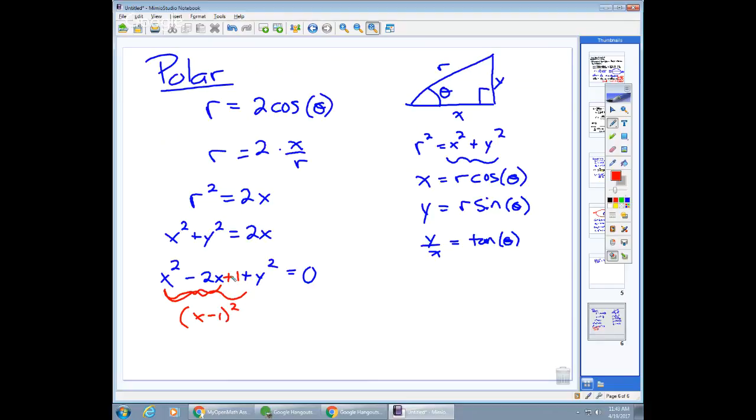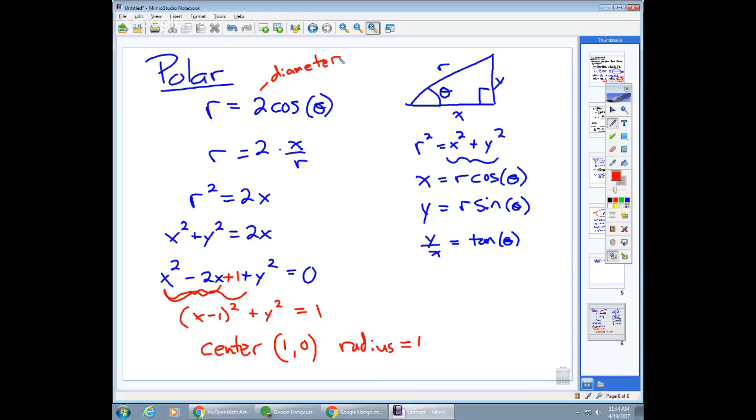Now I can't just add 1 on the left, I also have to add 1 on the right. So I'd have to put a 0 plus 1 on the other side. Now I can say, oh yeah, this is a circle. What's the center of this circle? 1, 0, yep. And what's the radius? Yeah, radius is 1. And I mentioned earlier that that 2 right there is the diameter of the circle when I graph it.